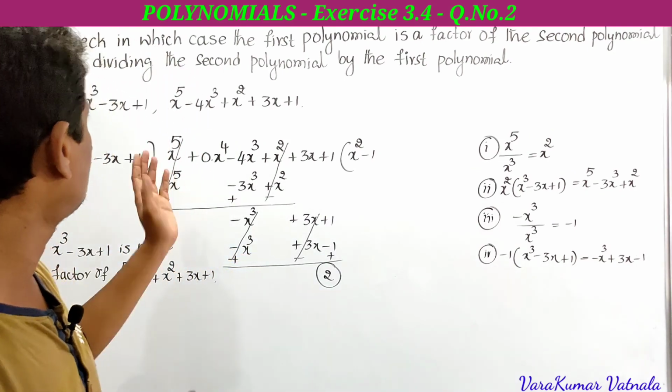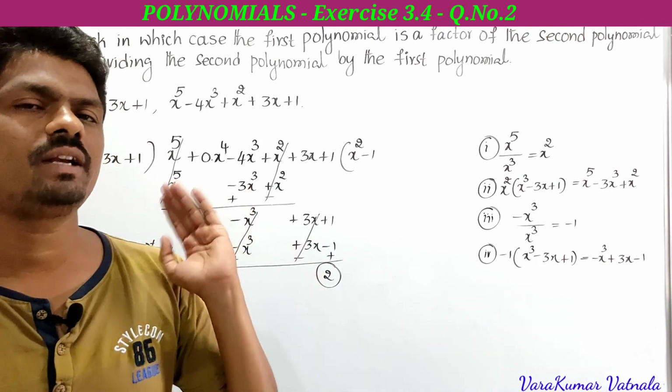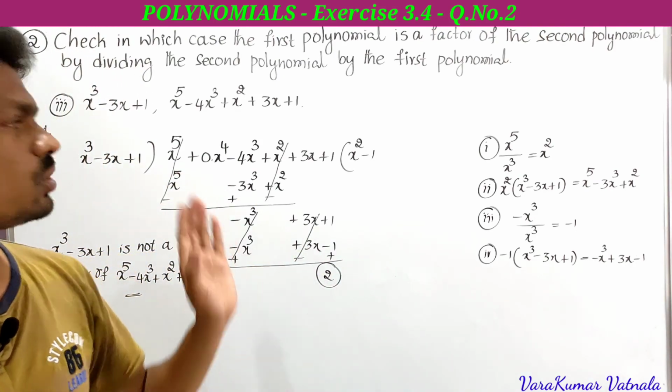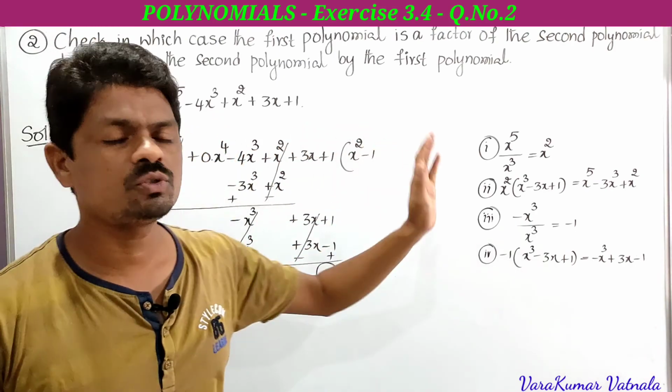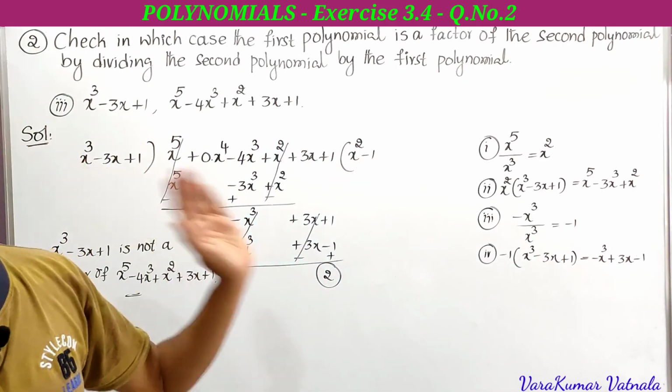So this is the third bit in the second problem. Totally there are 3 bits. We have completed all the 3 bits. So just you have to follow the steps, you can do it very easily. So now this is the second problem.